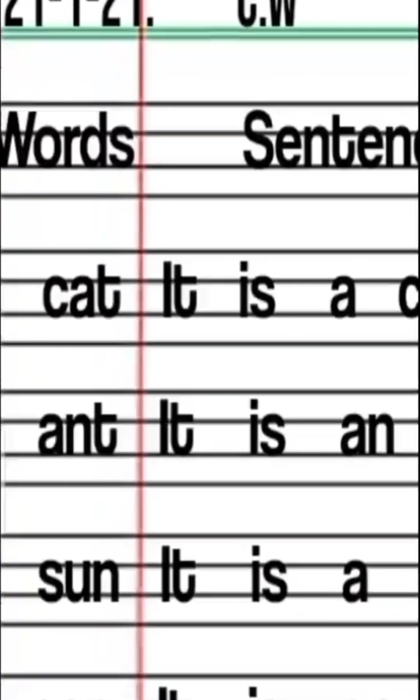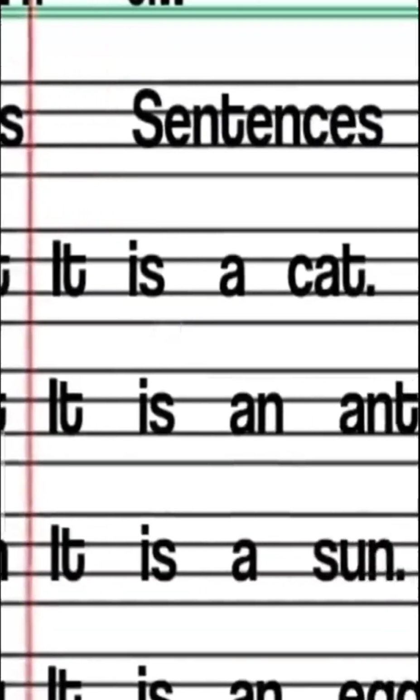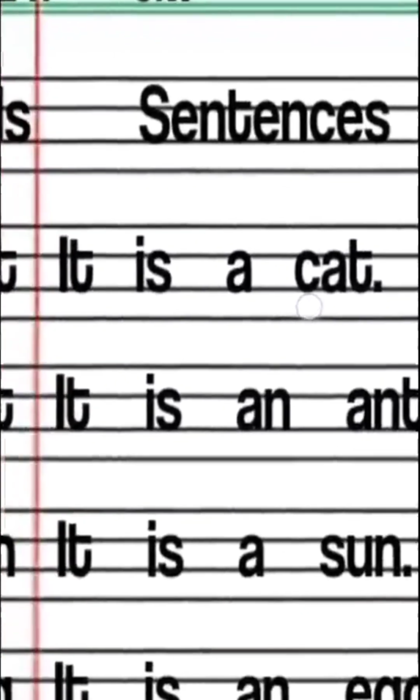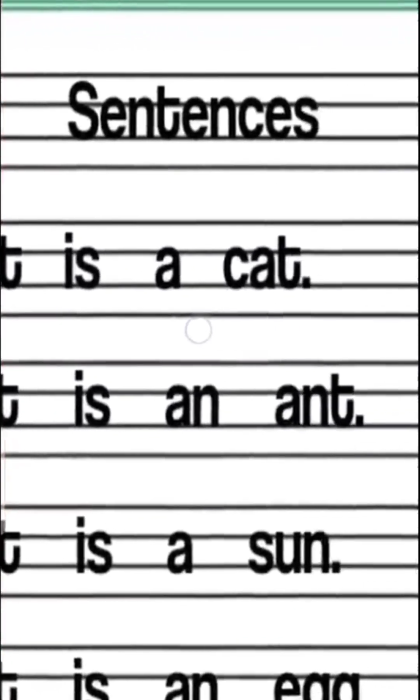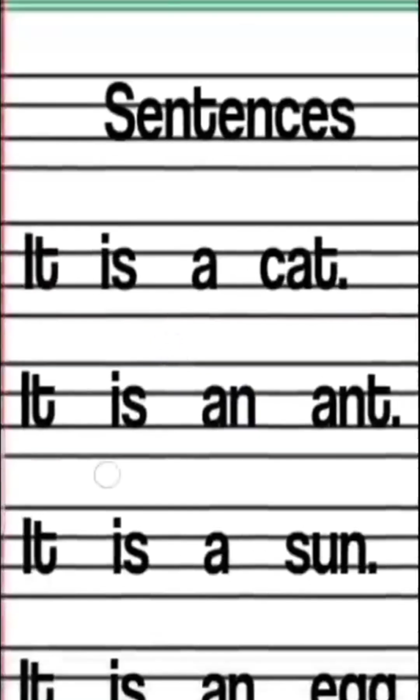First word is cat. C-A-T, cat. Now tell me, what is the sentence of cat? It is a cat. We will write it, it, close to this margin line. It, it. Is, it is a. We are using a here because C is a consonant. That's why we will write a cat. It is a cat. Then we will put a full stop here. It means the sentence is completed.